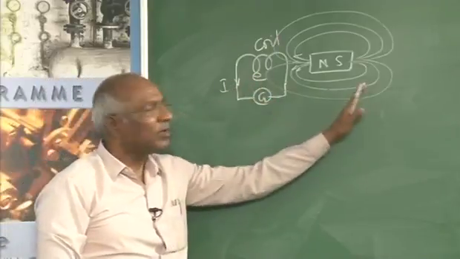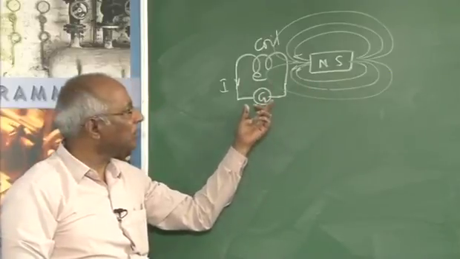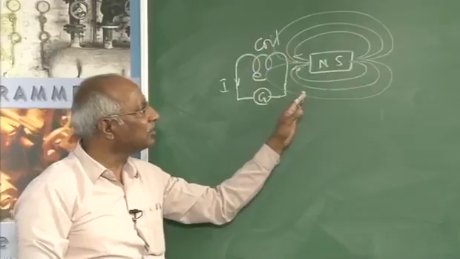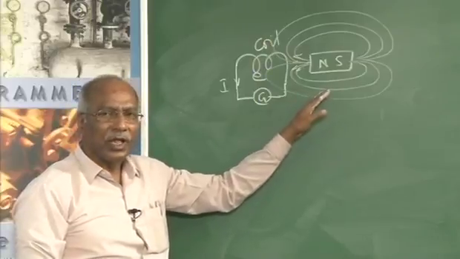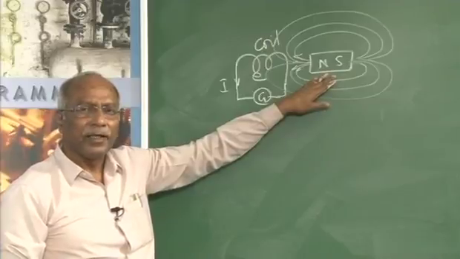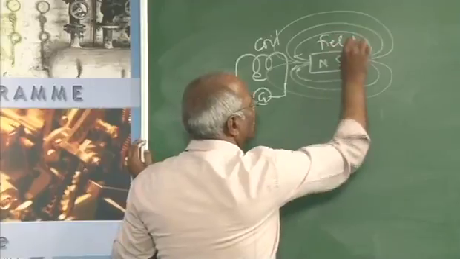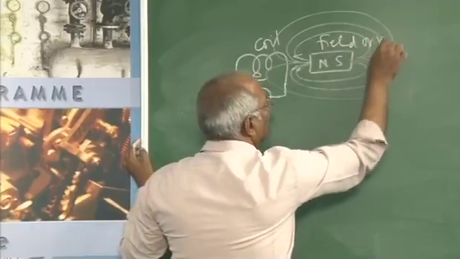If the magnet is moved away from the coil, again the same phenomenon exists, the deflection will be there and continues to exist as long as the magnet is moving, and comes to zero when the magnet comes to standstill. This is the field, or you can say the magnet.